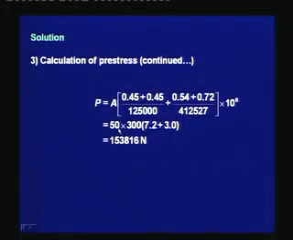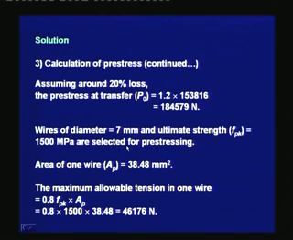Substituting the values, we get the value of the prestress as 153816 newtons. Assuming 20% loss, the prestress at transfer P0 is almost equal to 1.2 times PE, which is equal to 184579 newtons.